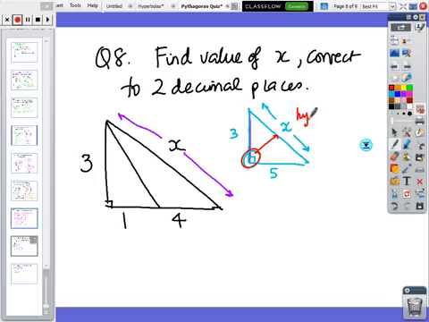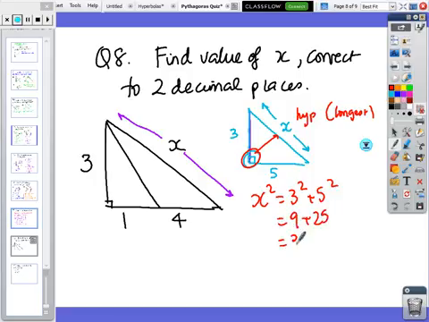That's the hypotenuse, which is the longest side. So you have to add, so x squared equals 3 squared plus 5 squared, 9 plus 25, 34. So this time we'll leave it as a, no we don't, we've got 2 decimal places. So the square root of 34 equals 5.83 units. Okay, pretty straightforward.